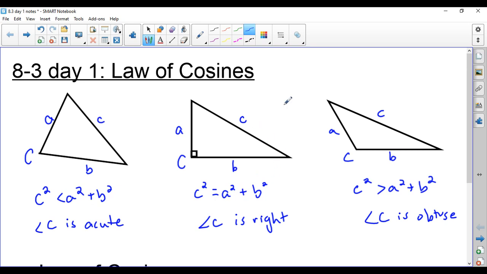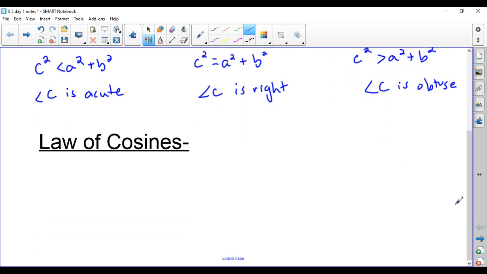Law of cosines is an adjustment to Pythagorean theorem that allows you to find missing sides and angles in some cases when it is not a right triangle. The law of cosines looks like this. C squared equals A squared plus B squared. That's the Pythagorean theorem part, and here's the adjustment. Minus 2AB cosine C. This is angle C, this is side C.